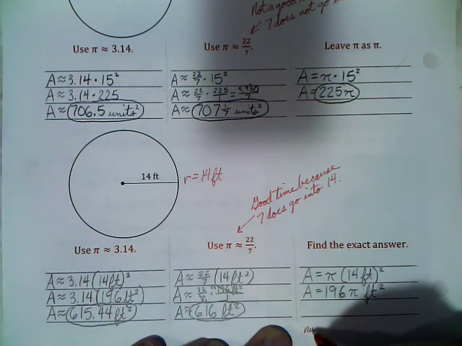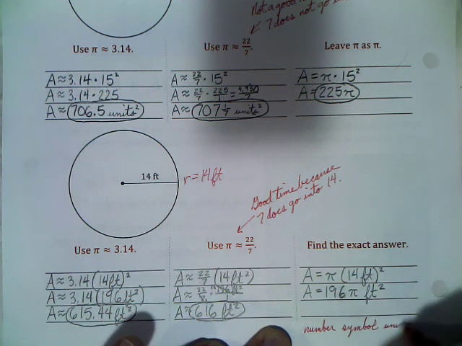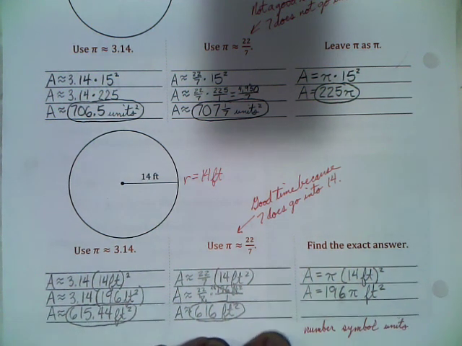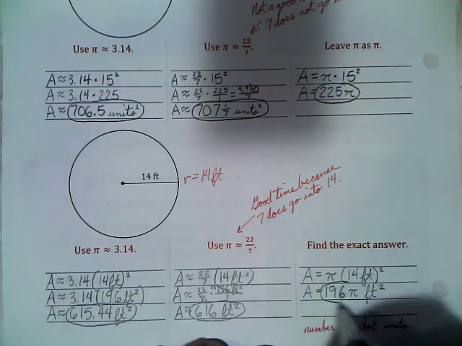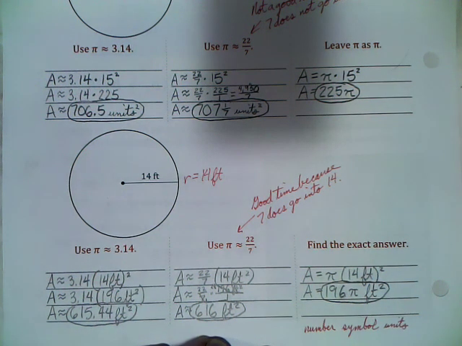So number, symbol, units is the order we write that in. So 196 pi square feet. And again, we can pass that off then and somebody else can decide how far to round that. That, ladies and gentlemen, is our lesson.